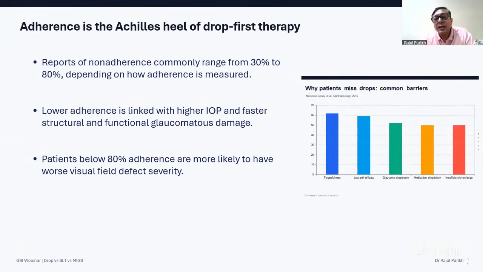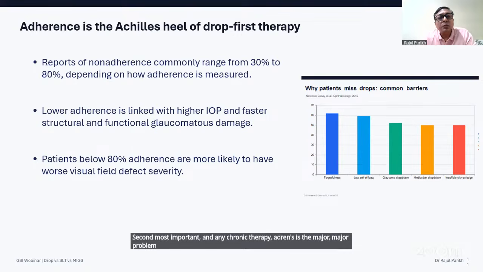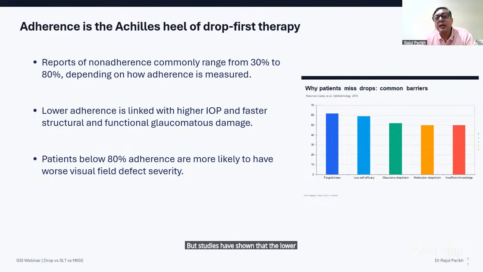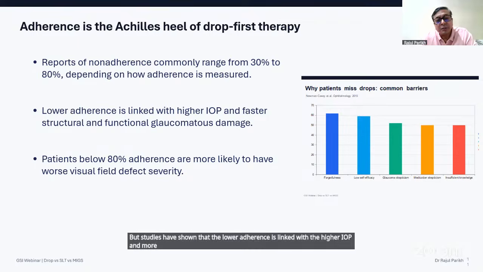Second most important, in any chronic therapy, adherence is the major problem. And if you look at the studies, then non-adherence ranges between 30 to 80%. It all depends on how the adherence was measured and how it was defined. But studies have shown that lower adherence is linked with higher IOP and faster progression. So if you look at a few studies, it's written that if the adherence is less than 80%, then visual field progression is much faster.